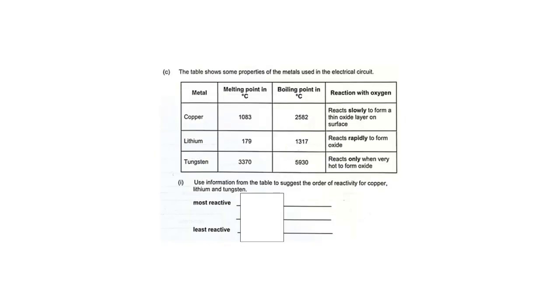The table shows some properties of the metals used in the electrical circuit. Use information from the table to suggest the order of reactivity for copper, lithium, and tungsten. So we see that the copper reacts slowly to form a thin oxide layer on the surface, so it's not very reactive. Lithium reacts rapidly to form the oxide, and tungsten reacts only when very hot to form oxide. So the most reactive is going to be lithium, followed by copper, followed by tungsten. Tungsten is the least reactive because you need to heat it in order to form an oxide.